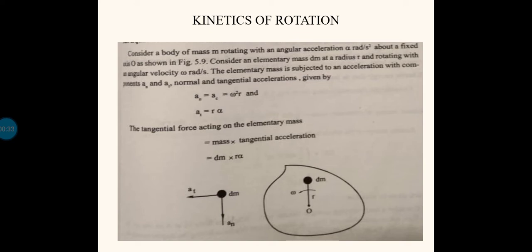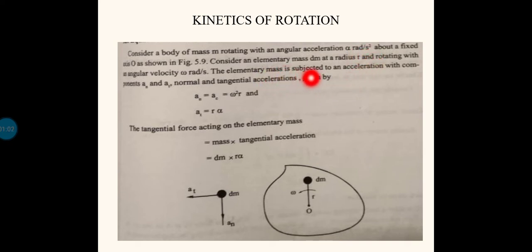So before moving on to the topic, we have to derive some fundamental equation. For that, consider a body of mass m rotating with an angular acceleration alpha radian per second square about a fixed axis O as shown in figure. This is the figure, and you can see the fixed axis O is shown there, and we are assuming that this boundary line encloses the entire mass. This mass is rotating about that point O with a constant angular acceleration alpha radian per second square.